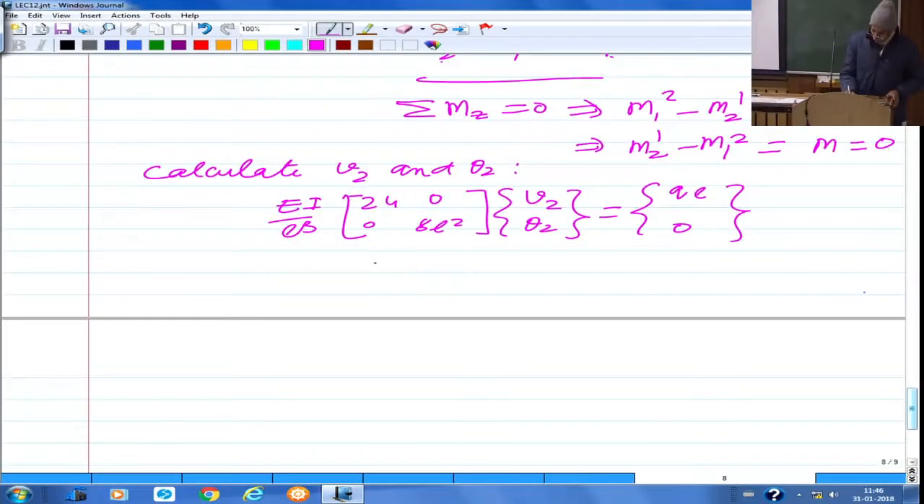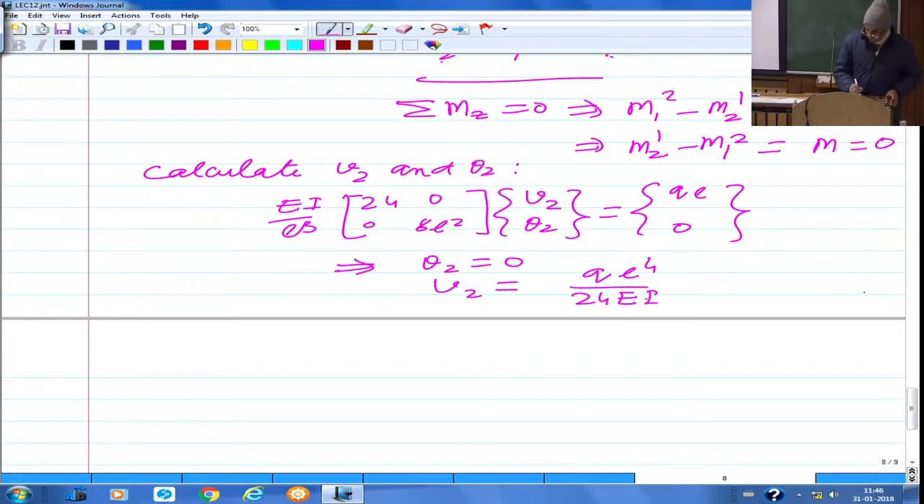As you see, in this case it turns out to be a simpler set of equations for V2 and theta 2. Right now the two equations are uncoupled. So, the second equation directly gives you theta 2 equal to 0, and the first equation will give you V2 equal to QL power 4 divided by 24 EI. So this is your V2, theta 2 is 0, and of course V1, theta 1 and V3, theta 3 are already given as 0.